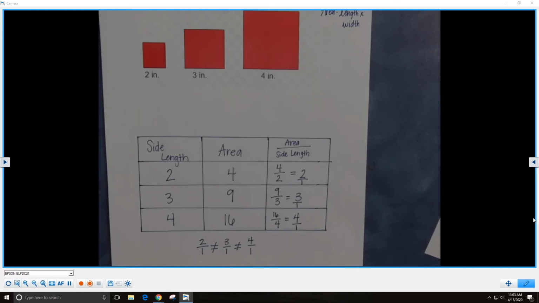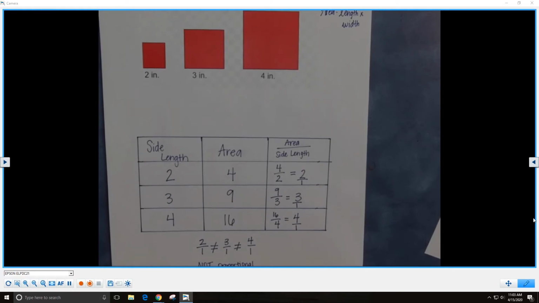Remember that relationships are proportional only if those ratios are equivalent. Since all of these unit rates are different, the ratios are not equivalent. Therefore, the relationship between area and side length is not proportional. This is not a proportional relationship, because they are not equal.